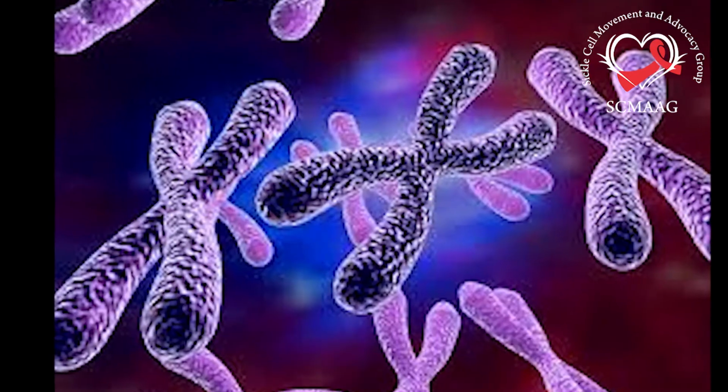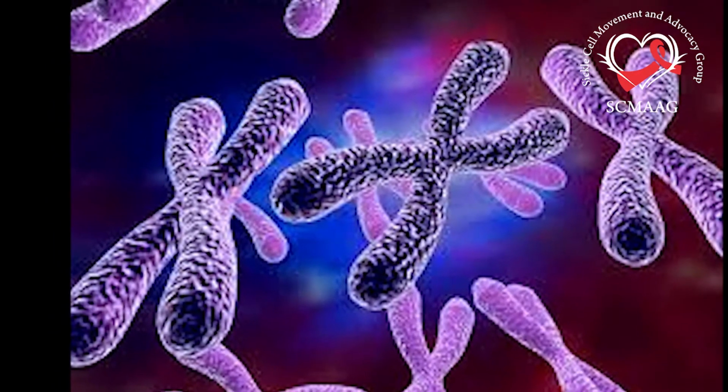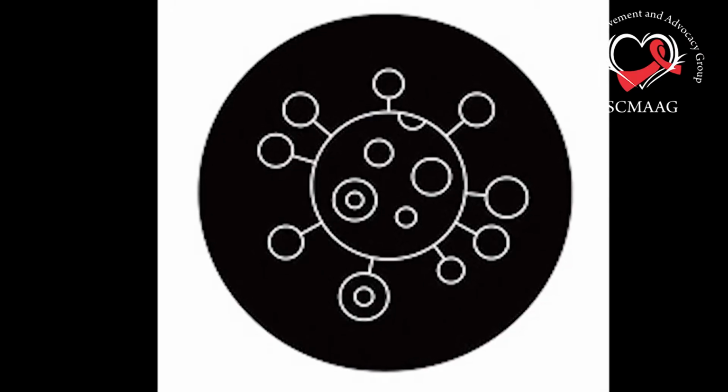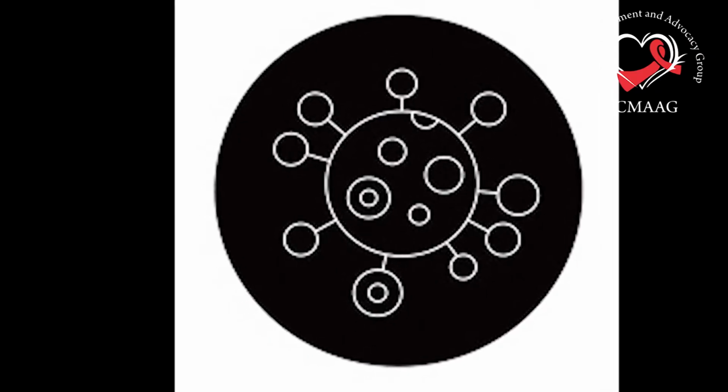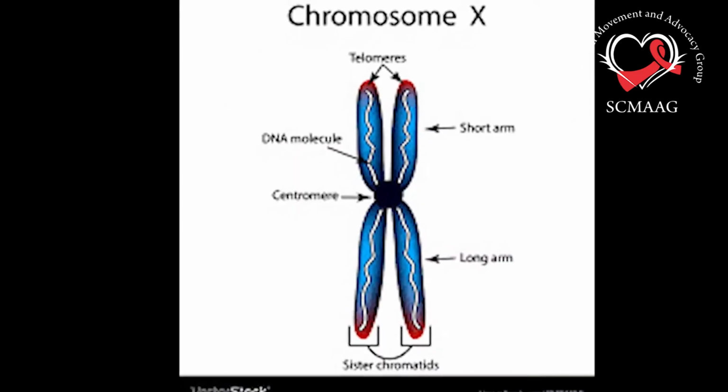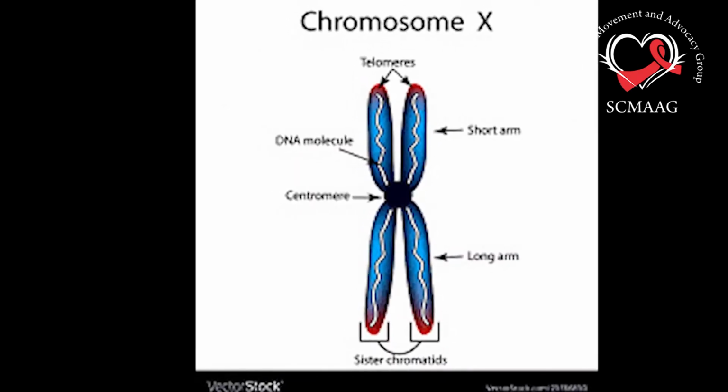Now, the chromosomes that are responsible for the production of the hemoglobin chains, there are actually two. There's chromosome 16, which codes for the production of the alpha light chains. We call them alpha light chains. And chromosome 11, which codes for the production of the beta light chains.